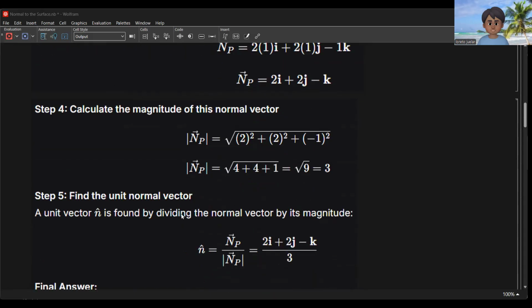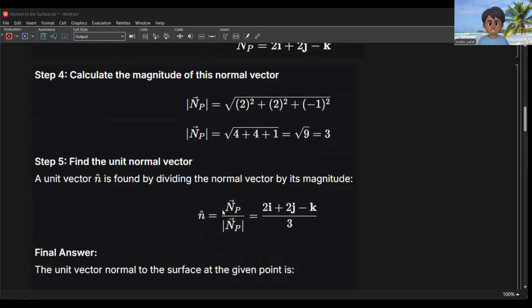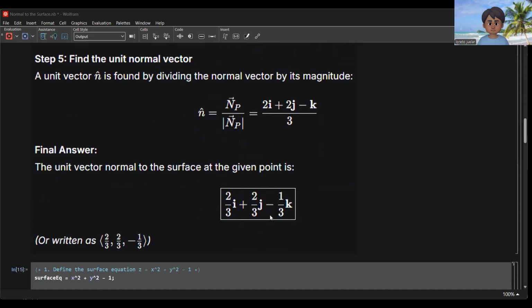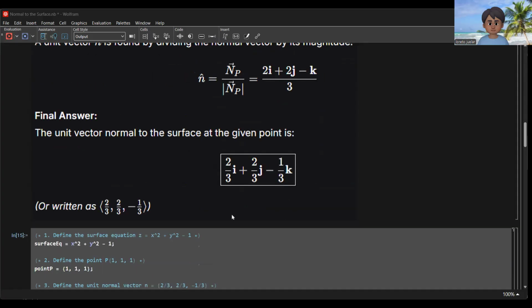So find the unit normal vector. A unit vector n is found by dividing the normal vector by its magnitude. So 2i over 3 here and 2j over 3 minus k over 3. So the final answer here is this one.